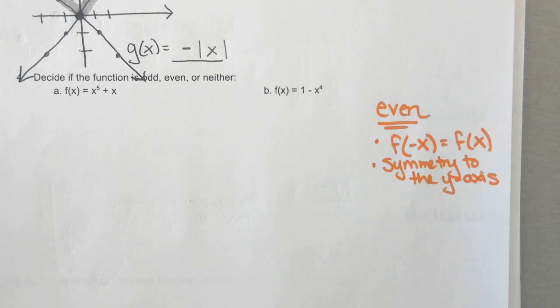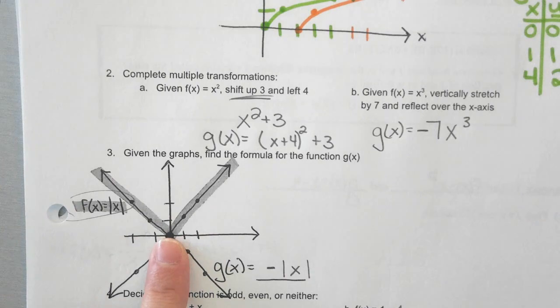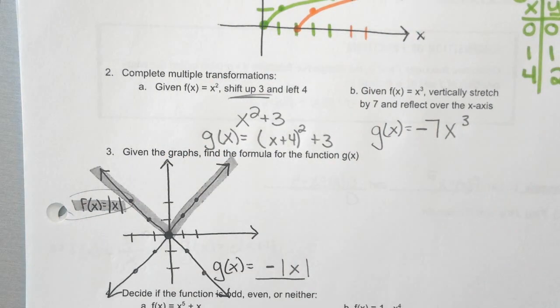So again, if you want to think about it in terms of the algebra, you can plug in a negative and see if it comes out the same. If you want to think about it graphically as a picture, then you would look at the graph and see if it had symmetry to the y-axis. Here's a graph with symmetry to the y-axis, yes? Because it looks the same on both sides. All right, what if it's odd?